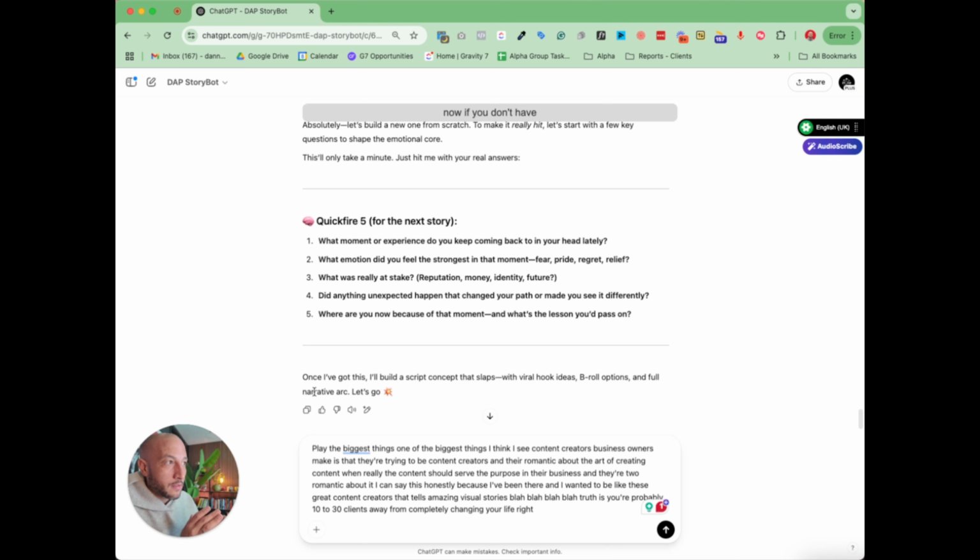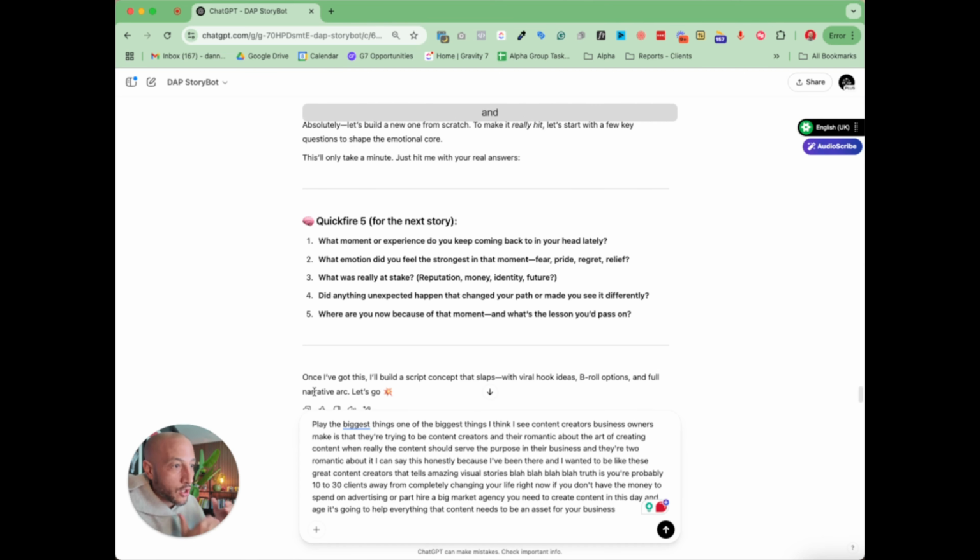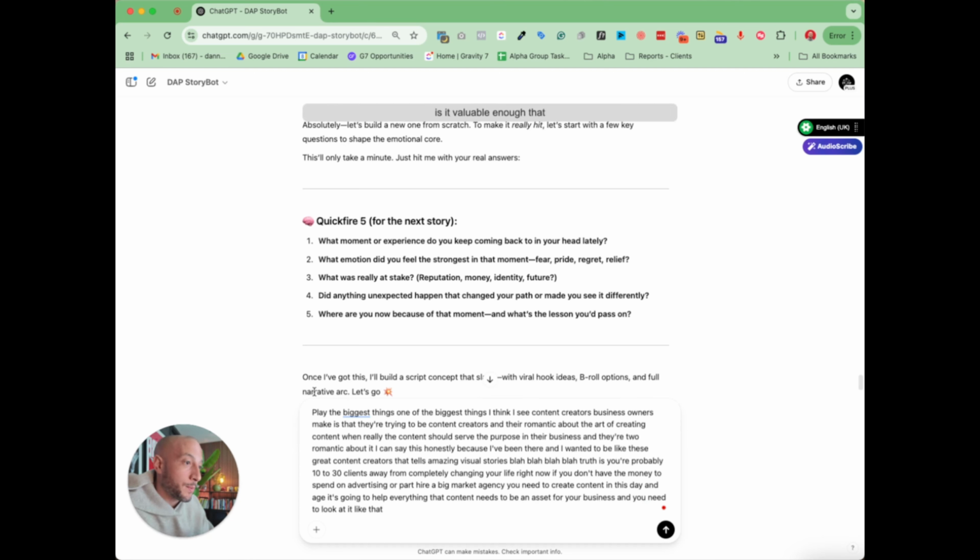Now, if you don't have the money to spend on advertising or hire a big marketing agency, you need to create content in this day and age. It's going to help everything. That content needs to be an asset for your business, and you need to look at it like that. Is it valuable enough that someone would pay for it? Is it valuable enough that it warrants the time you're going to invest that's going to take you away from your business? And then it's about building the systems and structures around it so that you can leverage it.